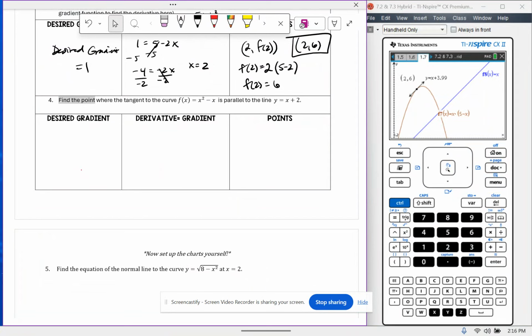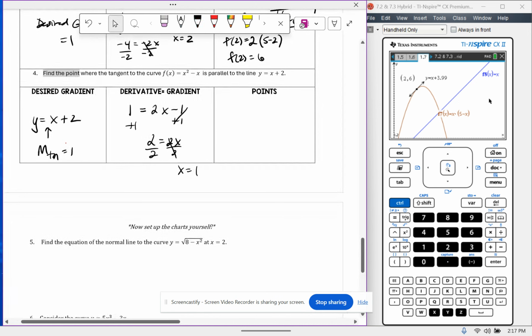Don't worry. Okay, so now we are trying to find the point where the tangent to the curve f of x equals x squared minus x is parallel to the line y equals x plus 2. So what's my desired gradient? Well, here's the original equation, right? It looks like we are looking for a desired slope of 1. So we're going to take that desired slope and set it equal to the derivative, which would be 2x minus 1. So now I'm going to solve, and I get 2 equals 2x, divided by 2, x equals 1. So when x equals 1, we are going to have a slope of a tangent line that is 1.